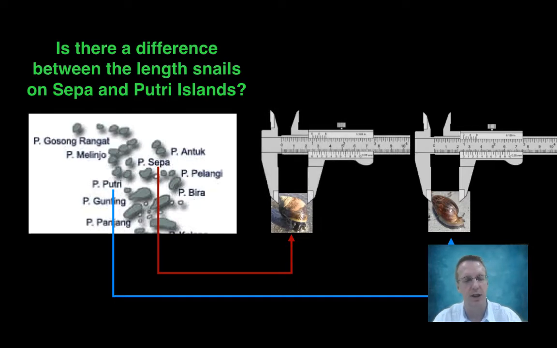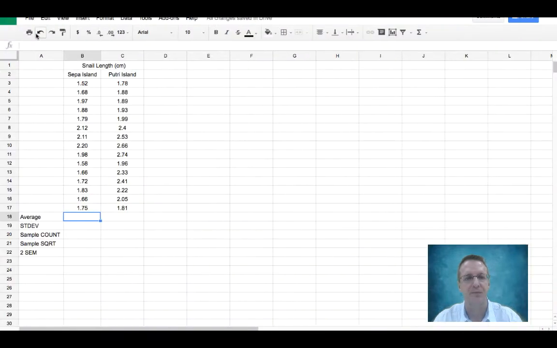So let's go to the data. Here we have the data. You've got snail length of a number of different snails from the two islands. And so in order to plot all this, we'd need to do a couple of calculations. So we're going to first calculate the average of the Sipa snails, close bracket, and there's your average value.